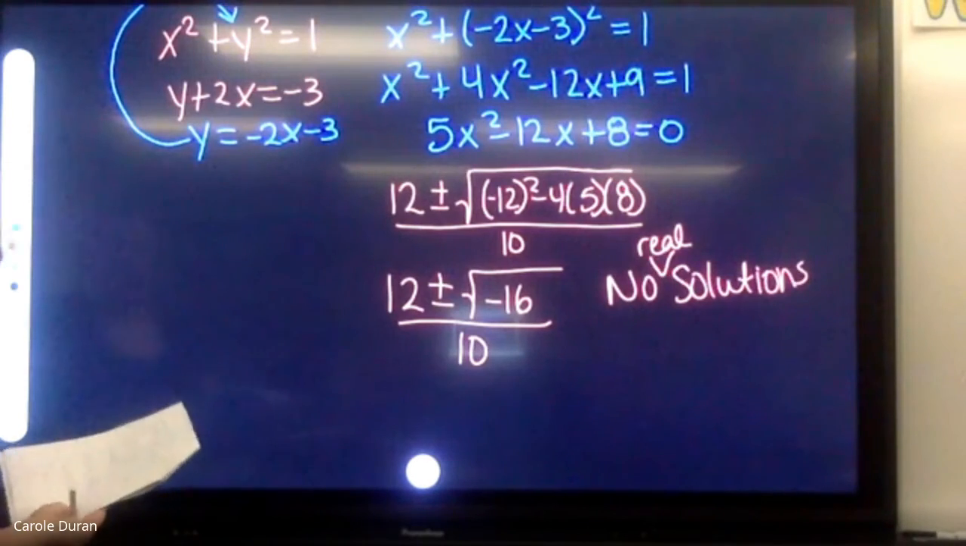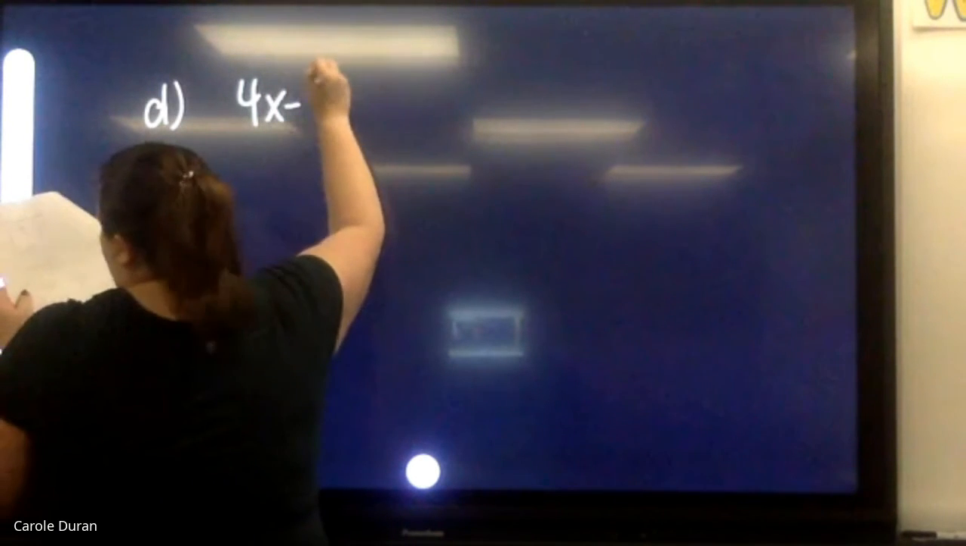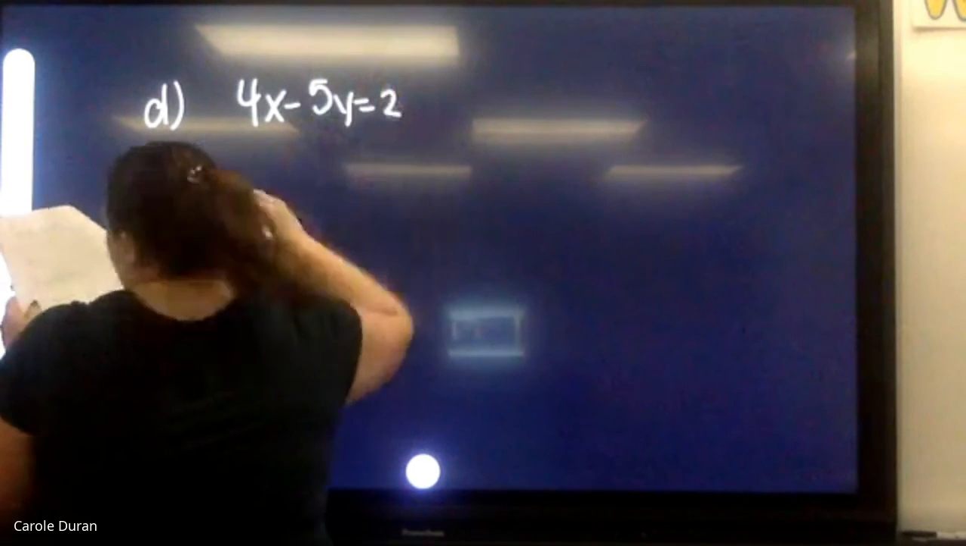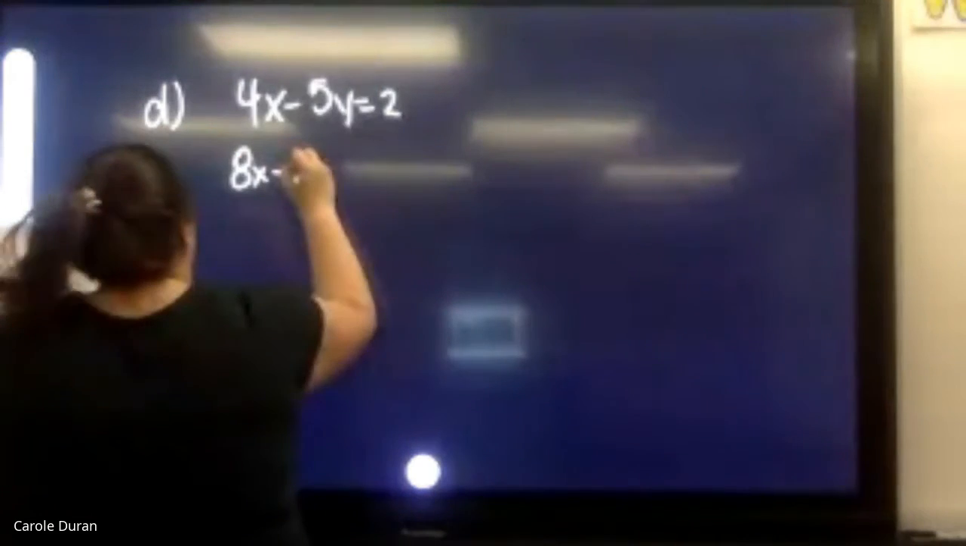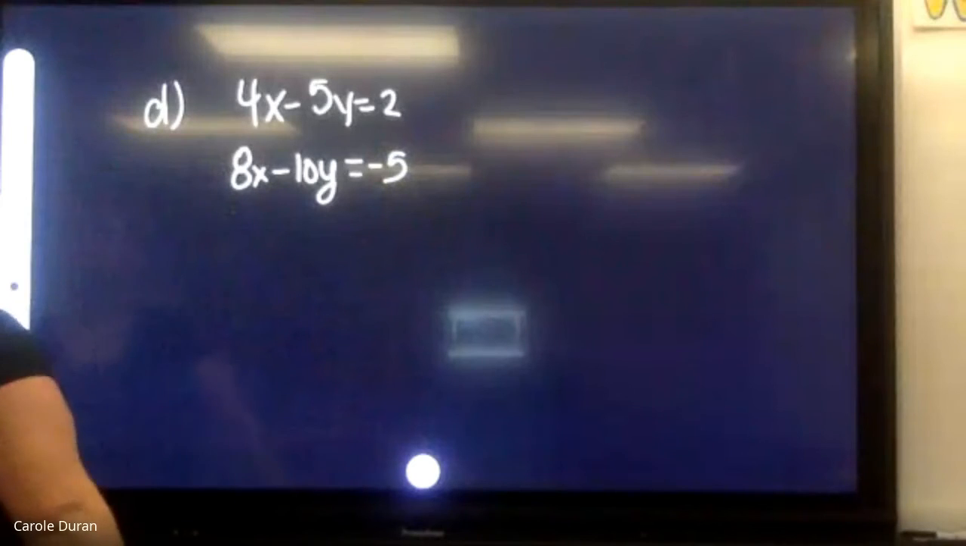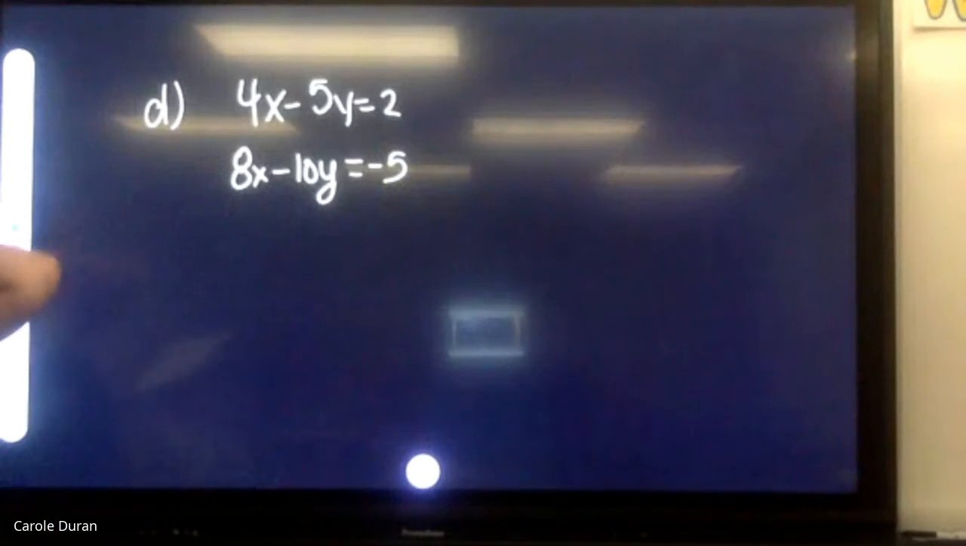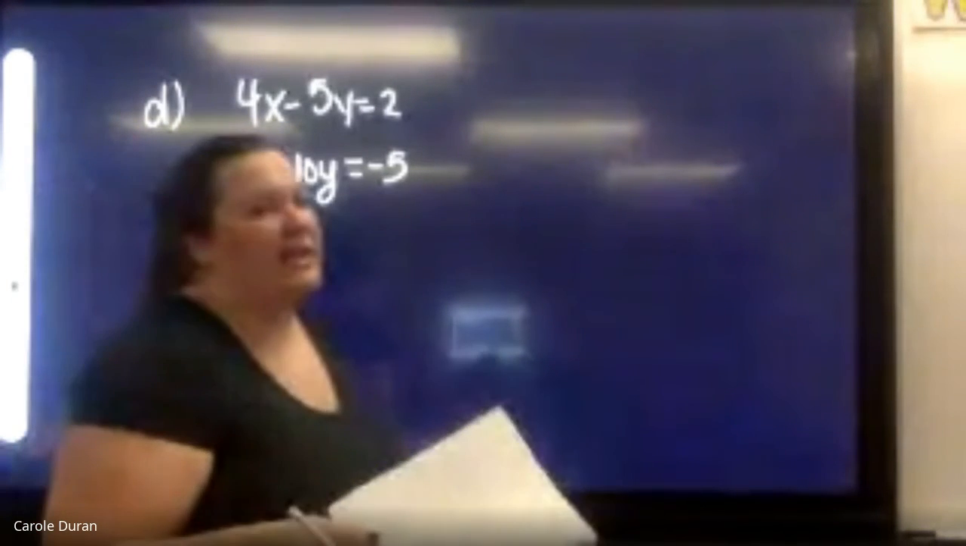So the next one we're going to go ahead and do is D. This one is going to be elimination. So I have 4x minus 5y equals 2. And I have 8x minus 10y equals negative 5. My goal here is to cancel out one of my variables and then solve straight down, solve for one of my variables, and then plug that back in to find the other one.